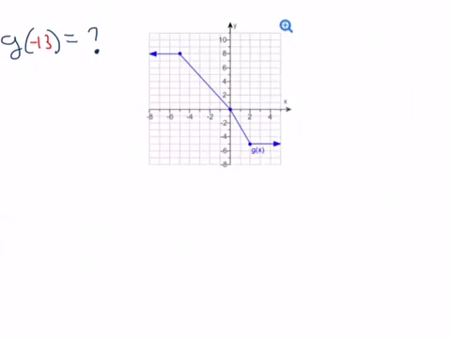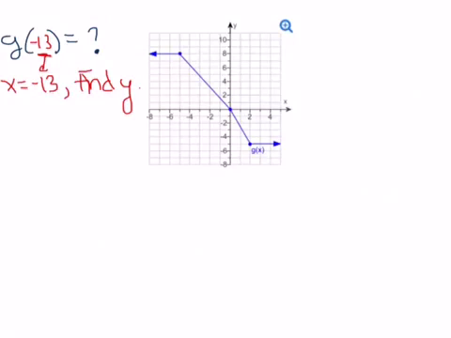For this problem, we were asked to find g of negative 13 given the graph in the center. So first, let's interpret what that is asking for. The number inside the parentheses is our x value. So in this case, x is equal to negative 13. The g value, or the output, is equivalent to the y value. So this is asking us, if x is equal to negative 13, find the y value.